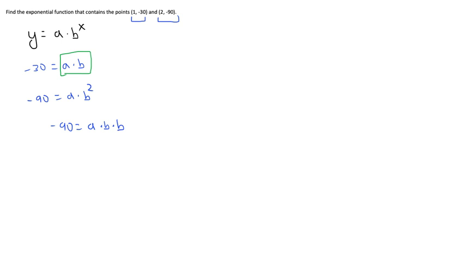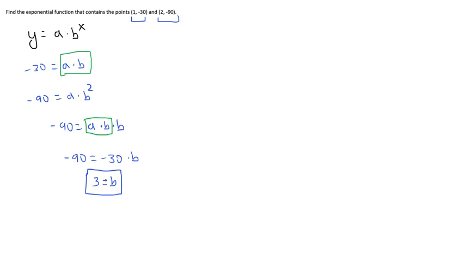So what I'm going to do in this case, and this doesn't happen all the time, is notice that a times b, we actually know what that is. A times b is equal to negative 30. So I'm just going to replace that. So negative 90 equals negative 30 times b. And now I can just divide both sides by negative 30. So I know that b is equal to 3. There we go. I've solved for b.